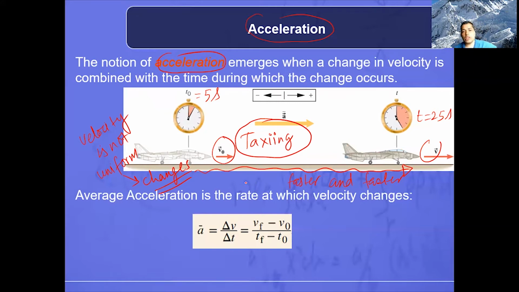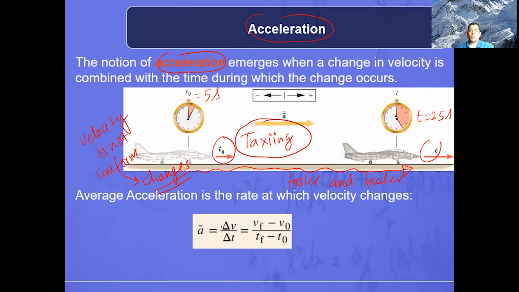Okay, when it lands, the velocity, the speed, decreases, right? There is also change, but right now I'm talking about positive change, which is increasing. Okay, so acceleration can be defined for any change. Positive change, negative change, any kind of change, you can define the acceleration.